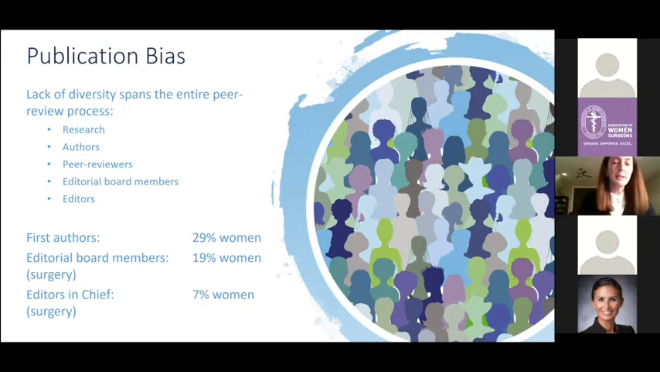Some of the recent data is showing that we're now up to around 29% of women, our first, and also I'll say around senior authors. Editorial board members among our surgery journals, we're at about 19% are women. And then for editors in chief, we're just approaching 7%. So we still have a long way to go. And that's just looking at gender. So we don't even have the data on this when it comes to race, ethnicity, etc. We just don't even have it.